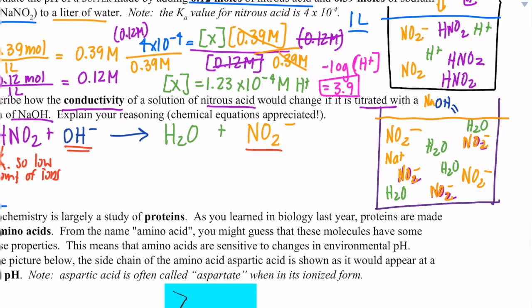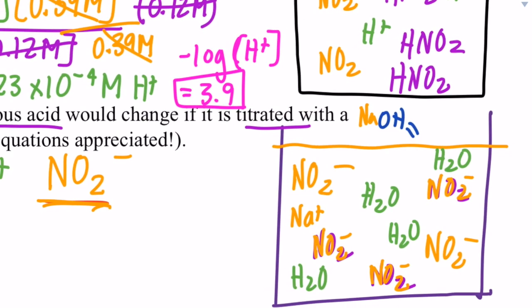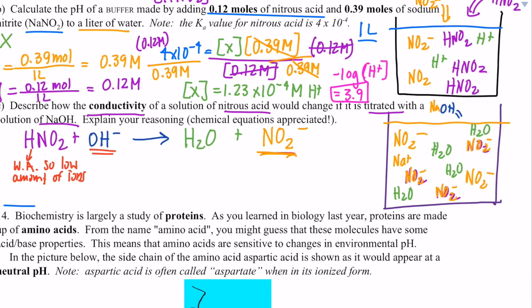So as the solution is titrated, we make more and more ions than we had to begin with. You know, here we only have maybe 4 ions, and here we have 6 ions. So we've got more ions in solution. So as it's titrated, it will become more conductive.